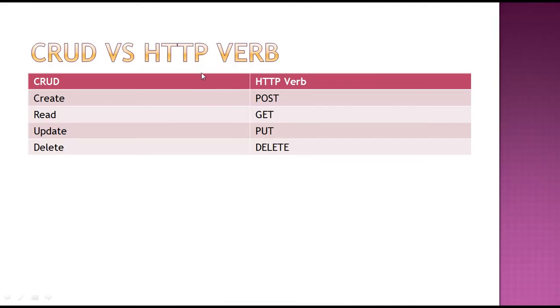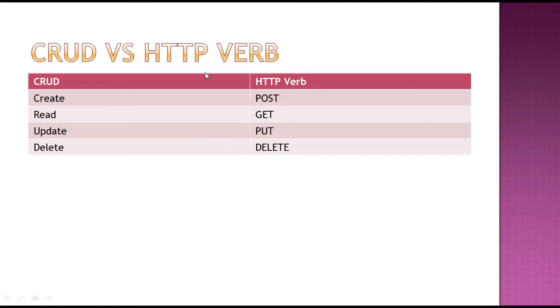CRUD versus HTTP verb. When we talk about a database table row, these are the actions that we can perform on a row: create a row, read a row, update a row and delete a row. And in the context of an ASP.NET Core Web API resource, these 4 actions correspond to the HTTP verbs post, get, put and delete respectively.